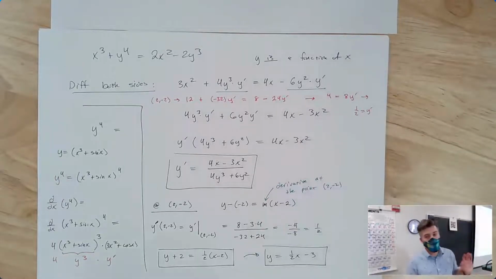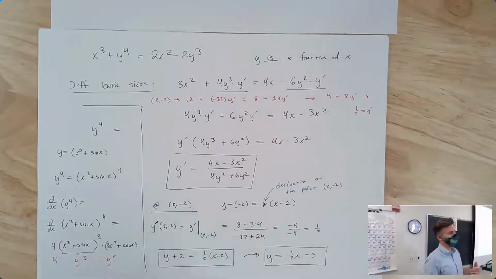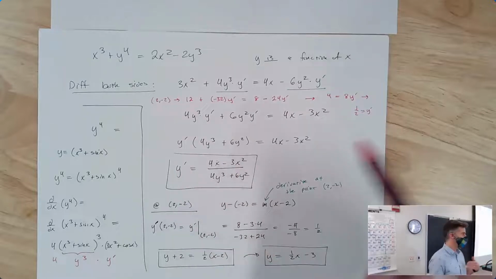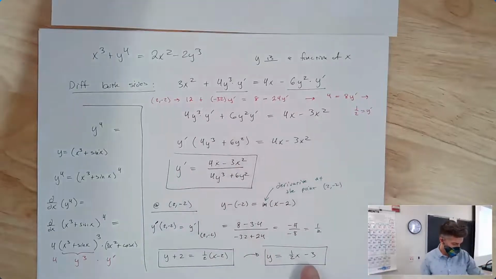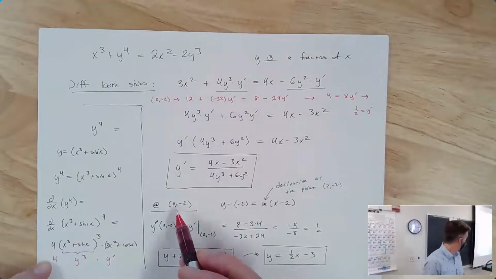That would have totally been what I would have done if I only had to find the slope of the tangent line at one point, because I'd take the derivative and plug in the point. But since I have to do it at multiple points, it usually is more efficient to find the derivative in terms of x and y, and then plug in the various points. So there's the equation of the tangent line when the point is (2, -2).